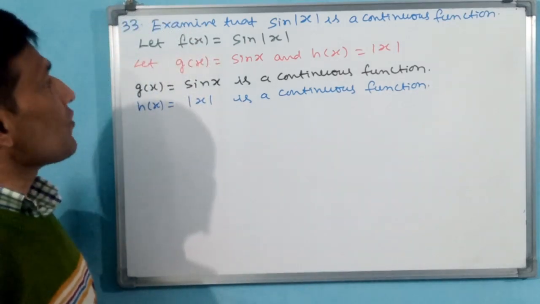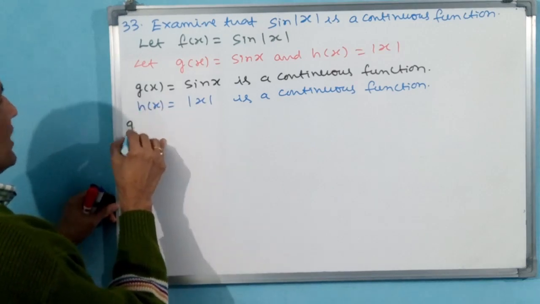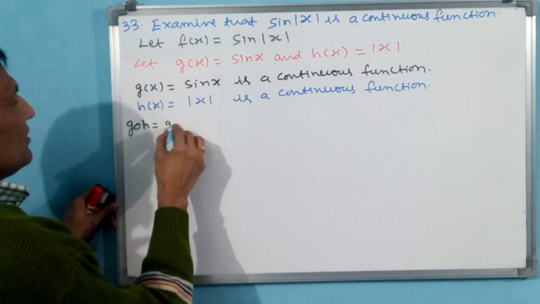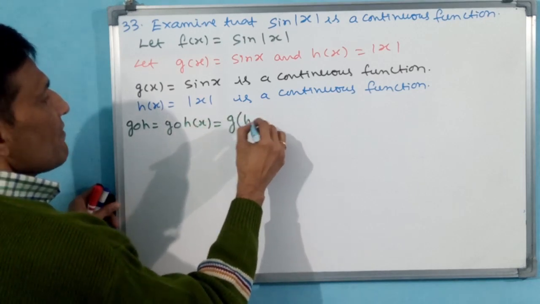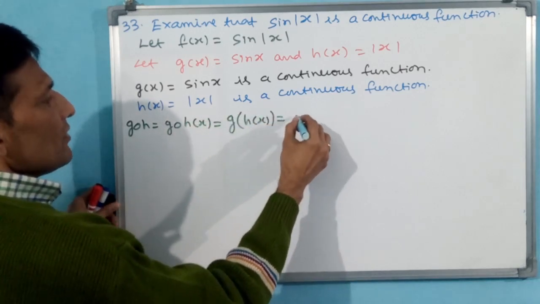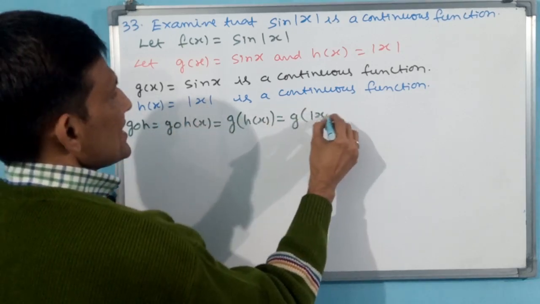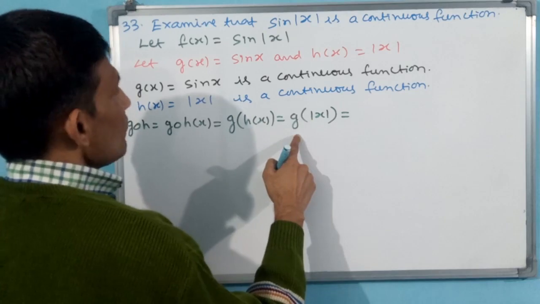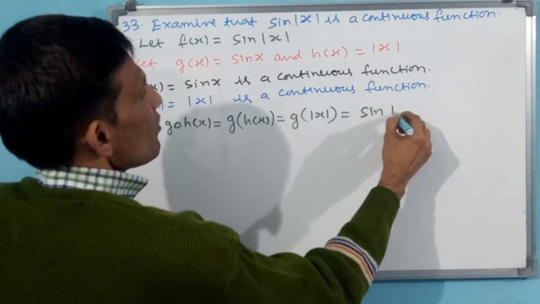Now you are going to write g o h is equal to g of h of x. g of h of x means what? Modulus x. That is equal to, what is g? g is sine x. That means sine of modulus x.